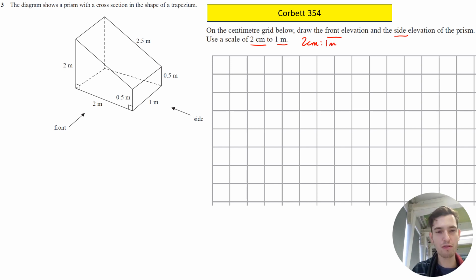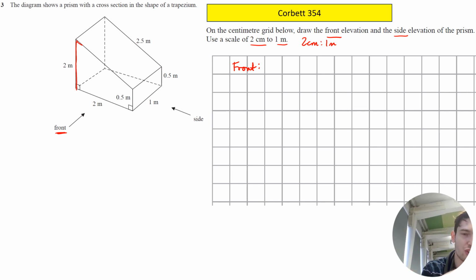Okay, so I've got to do both of these things. Let's start off with the front. This is definitely easier. So I'm just going to write front. And so we can see from the diagram, the front, we're looking at it sort of straight on. So we're going to see, I think, this shape there, that shape in red.